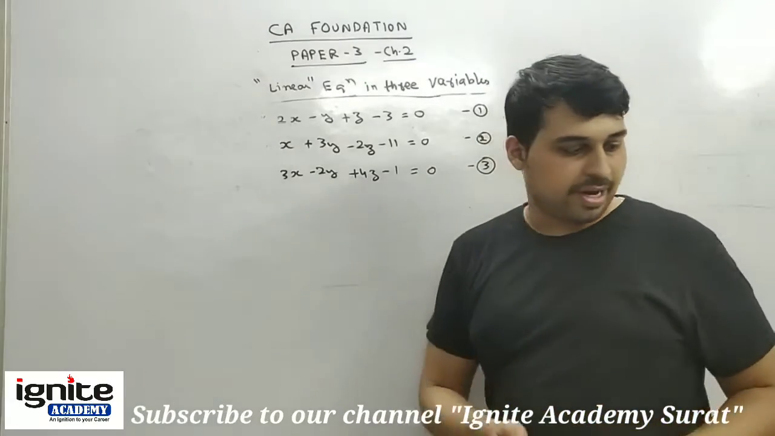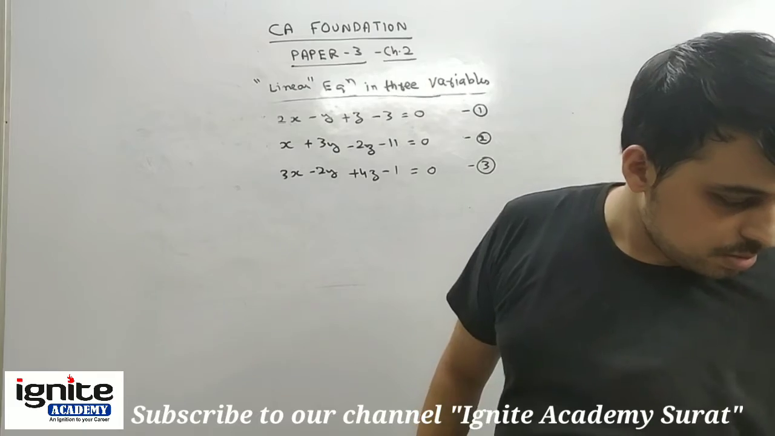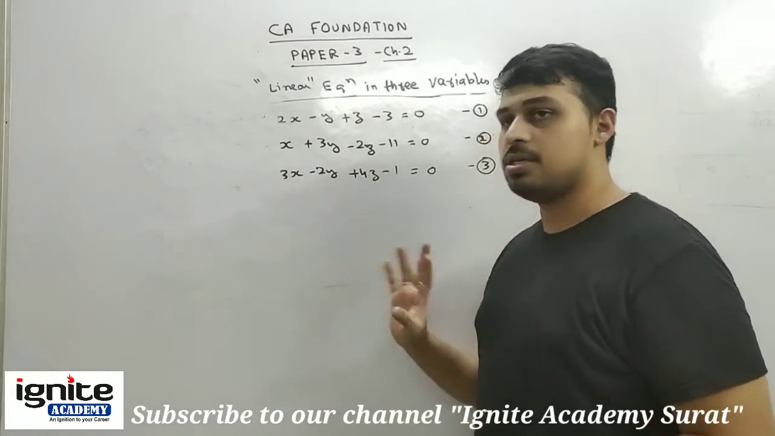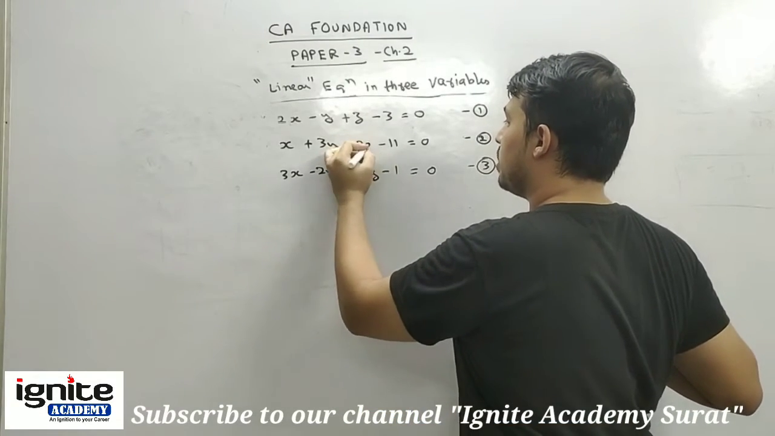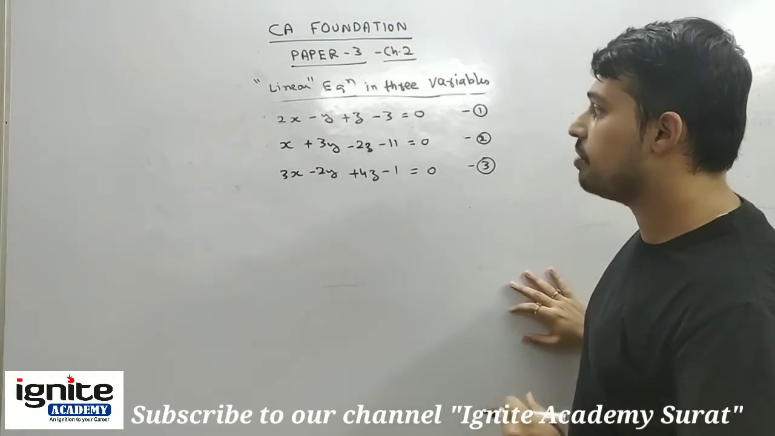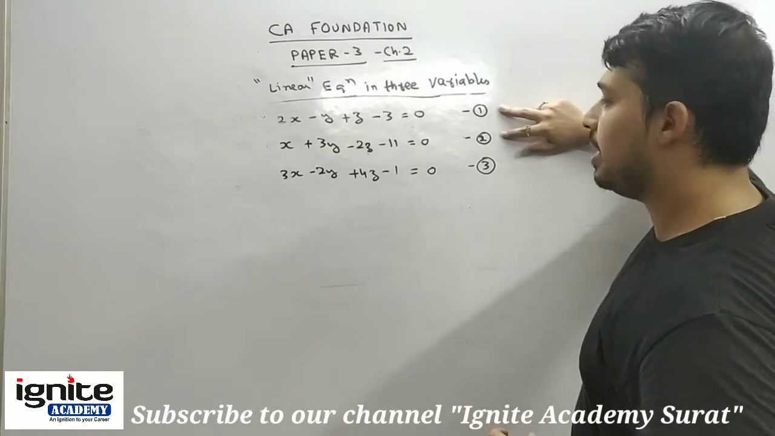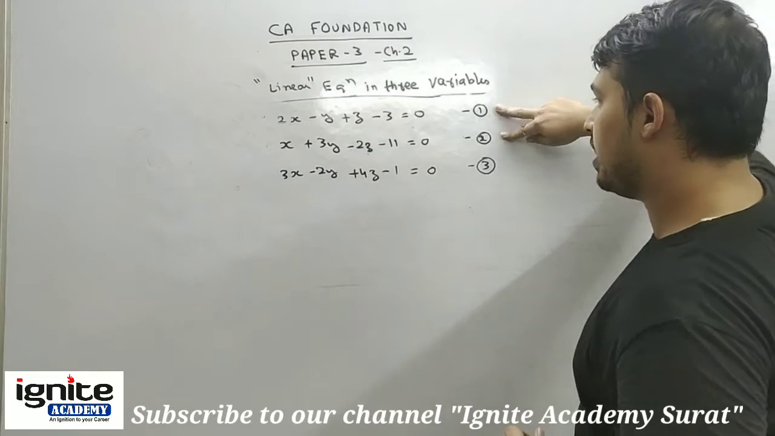Now we need to find the value of x, y and z. So we can select any two equations, whichever you like. You can select 1 and 2, 2 and 3, or 1 and 3, any two equations out of the given three. So let us go in the given flow. We can select equation 1 and 2. You can select any other pair, but I am selecting equation 1 and 2.